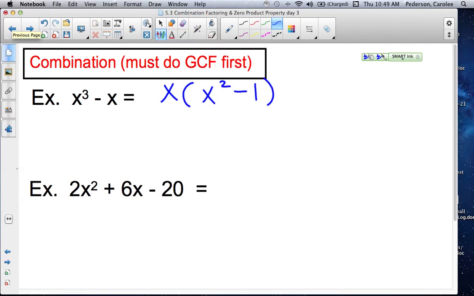Now I look inside of the parentheses and I see how many terms there are. There are 2 terms. It's a binomial. So I remember that a binomial I can factor using the difference of 2 squares. So I still have the x, and now I can break off this parenthesis into x and x, 1 and 1, and then what remember goes in the middle there? The minus and plus, or plus and minus.